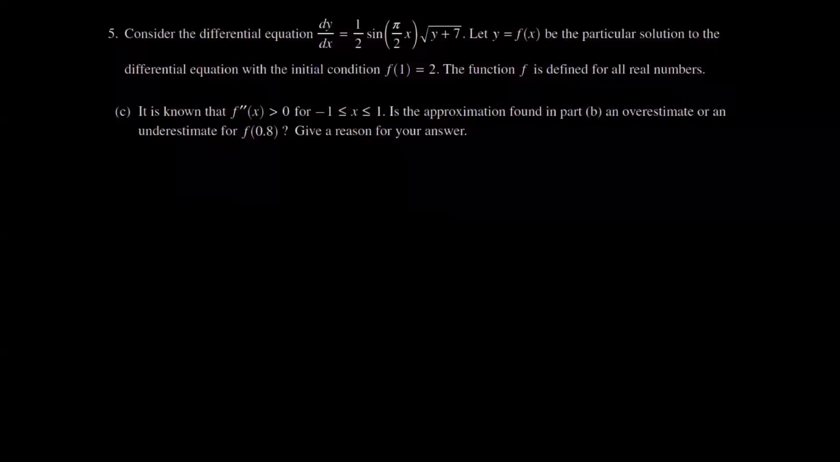In this part of the question, we are given that the second derivative is positive for the interval from -1 to 1. And then we need to answer whether the approximation that we just found in part B is an overestimate or an underestimate for the true value of f at 0.8. And so given that the second derivative is positive, we know that this function is concave up. And so let's do a little graph here, which will allow us to see whether it's over or underestimation.